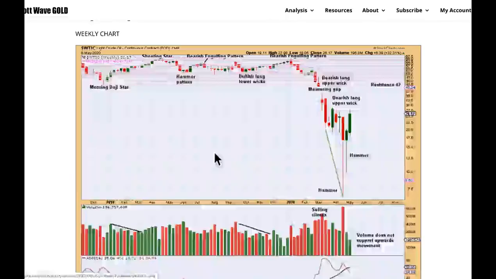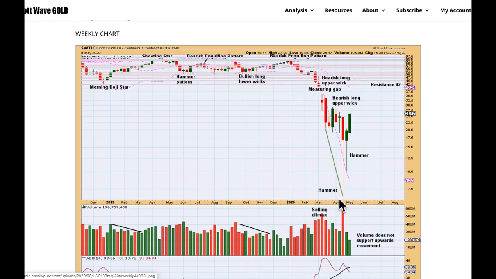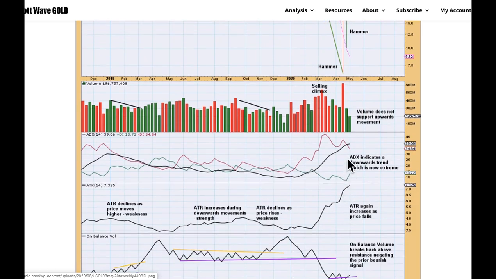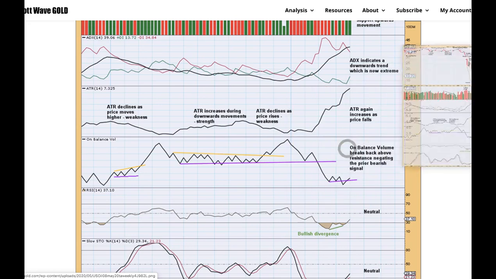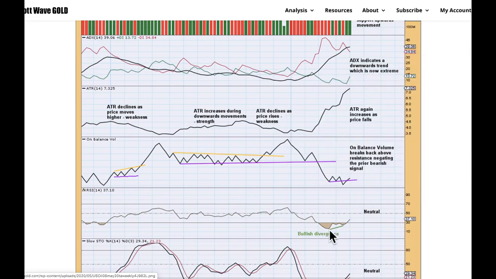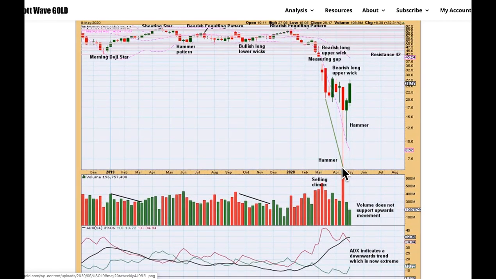Moving on. At the weekly chart level, there is evidence of a sustainable low in place for oil with two hammer candlestick patterns. These are bullish reversal patterns. We've got two in a row with particularly long lower wicks. A selling climax with this week. ADX reached extreme for the downward trend, and RSI reached deeply into oversold and then exhibited bullish divergence. So with all of that combined at these lows, it does look quite strongly like there is a sustainable low for oil in place.